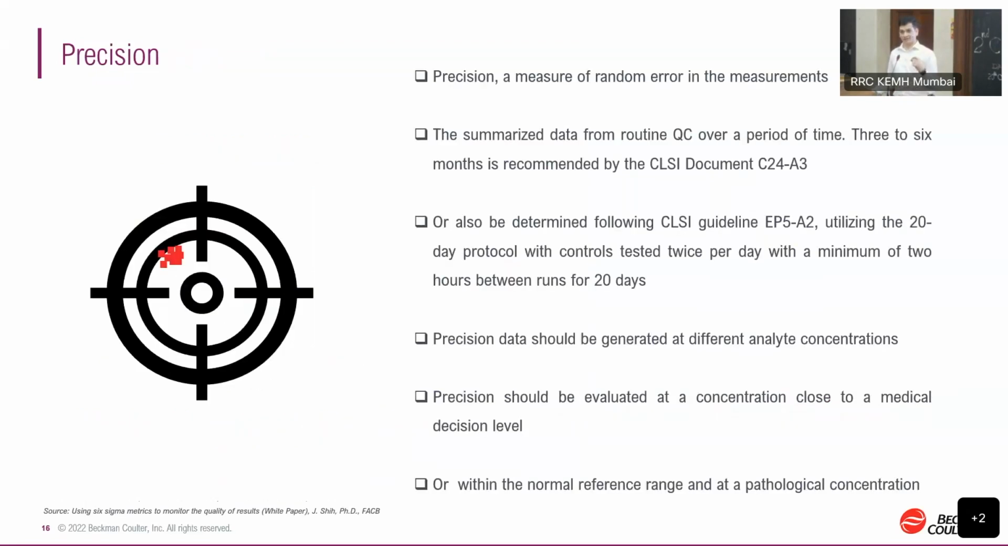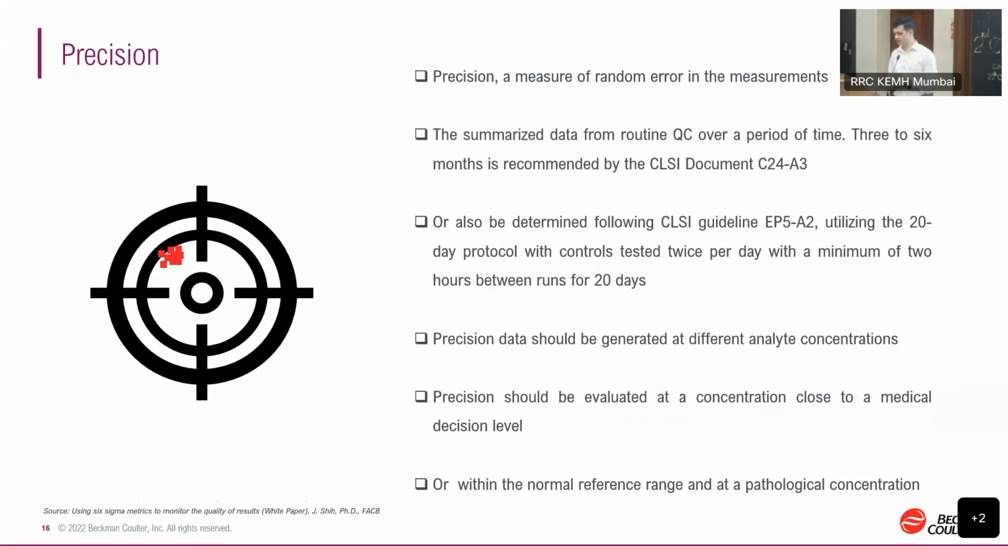Okay. So first we talk about precision, that is CV. We may have questions like what we consider. Do we consider within-run CV? Do we consider total CV? How many runs should we take into consideration? As you know, precision is a measure of random errors in sample size or subjects of measurements. Then you can take summarized data from routine QC over a period of time.